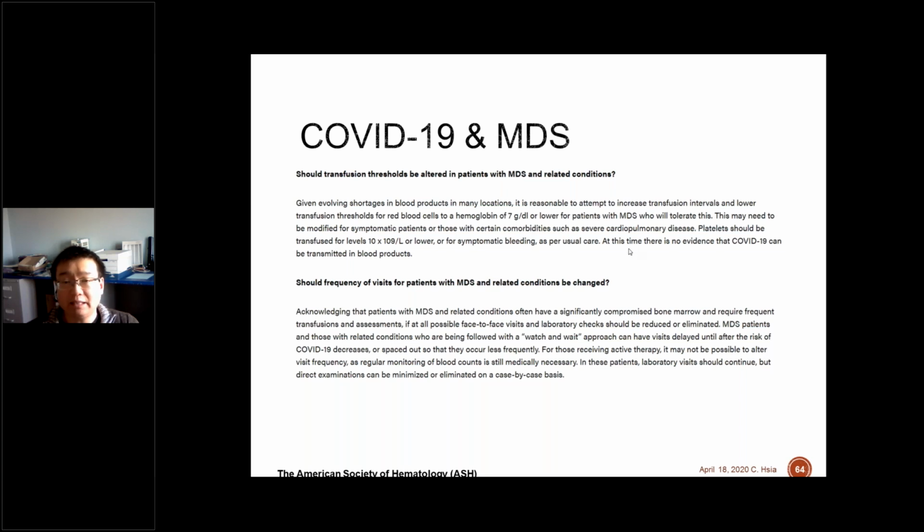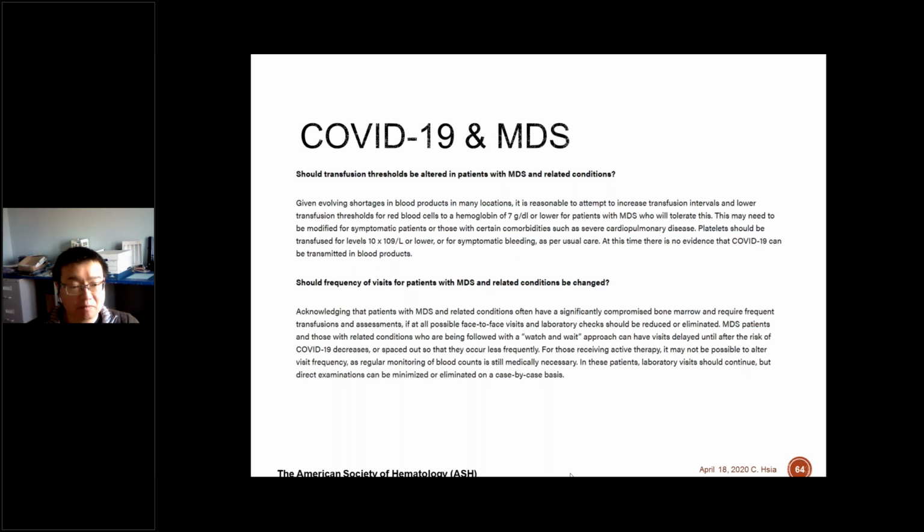The question about, is there a danger with receiving blood products apart from, you know, coming into a hospital, getting exposed to the healthcare staff, getting exposed to other patients in the waiting room or in the chemotherapy suite or the IV therapy clinic, I think are all dangers with getting a transfusion. But at this time, there's no evidence that COVID-19 can be transmitted in blood products.